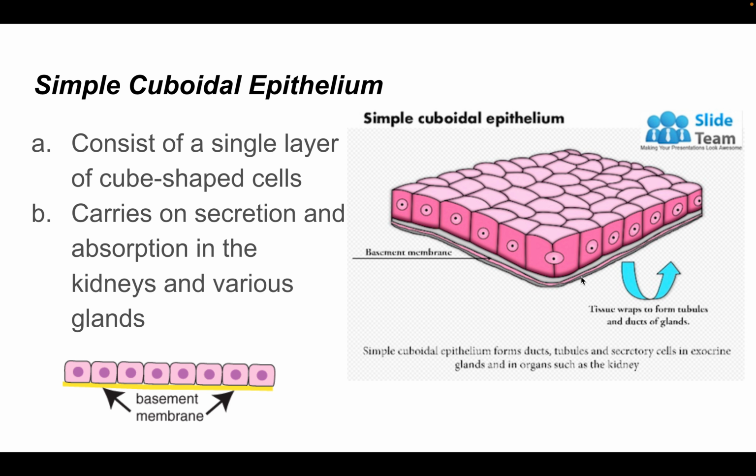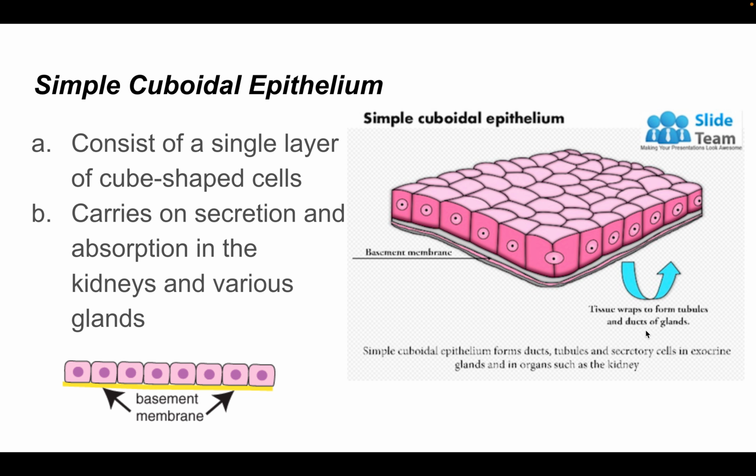Okay, next type, simple cuboidal. Simple because it's one layer, cuboidal because it's cube-shaped. So again, the basement layer that it is attached to carries secretion and absorption in the kidneys and various glands. With simple cuboidal, sometimes you'll find it in a tube shape in the picture because they just unrolled it. A lot of times these are rolled up like a burrito and there's a hollow in the center.